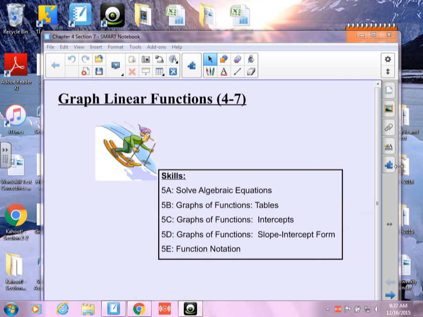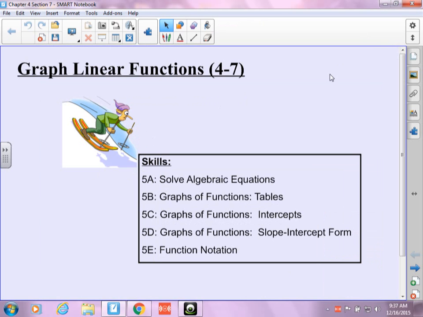All right, 0 to 100. Today what we're going to do is section 4-7. We're going to do part 1 today. We're going to do part 2 tomorrow. This is the last new part before we go ahead and have our assessment.